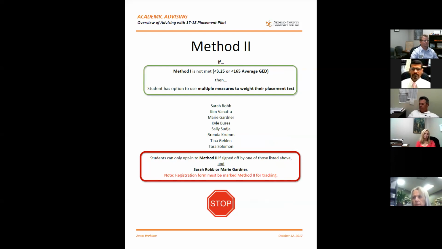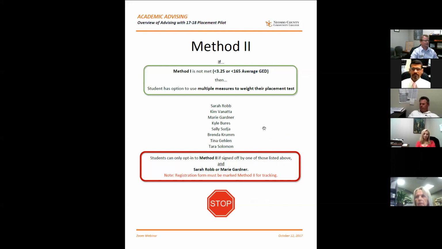If it's method 1, remember there's really no need for calculation. They just need to provide evidence. The evidence could be a high school transcript or a copy of their GED scores. At that point, it's pretty easy for any advisor to confidently say you would meet method 1. They would just need to see one of these people to complete the registration process.